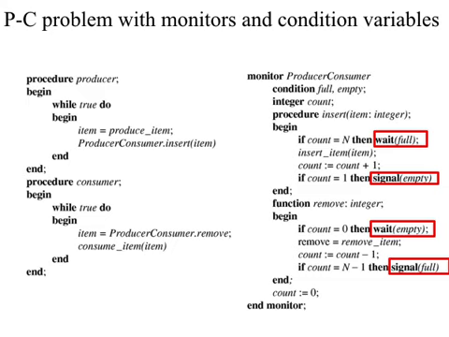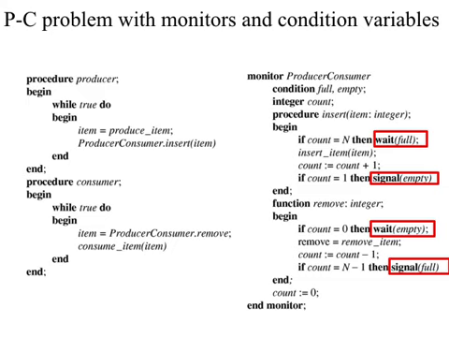And the consumer is also in an infinite loop. It removes an item from the shared buffer and consumes the item. So the insert and remove operations are part of a monitor called producer consumer. Now in this monitor we have two condition variables, full and empty, and there is a count which keeps track of how many items are there in the shared buffer.